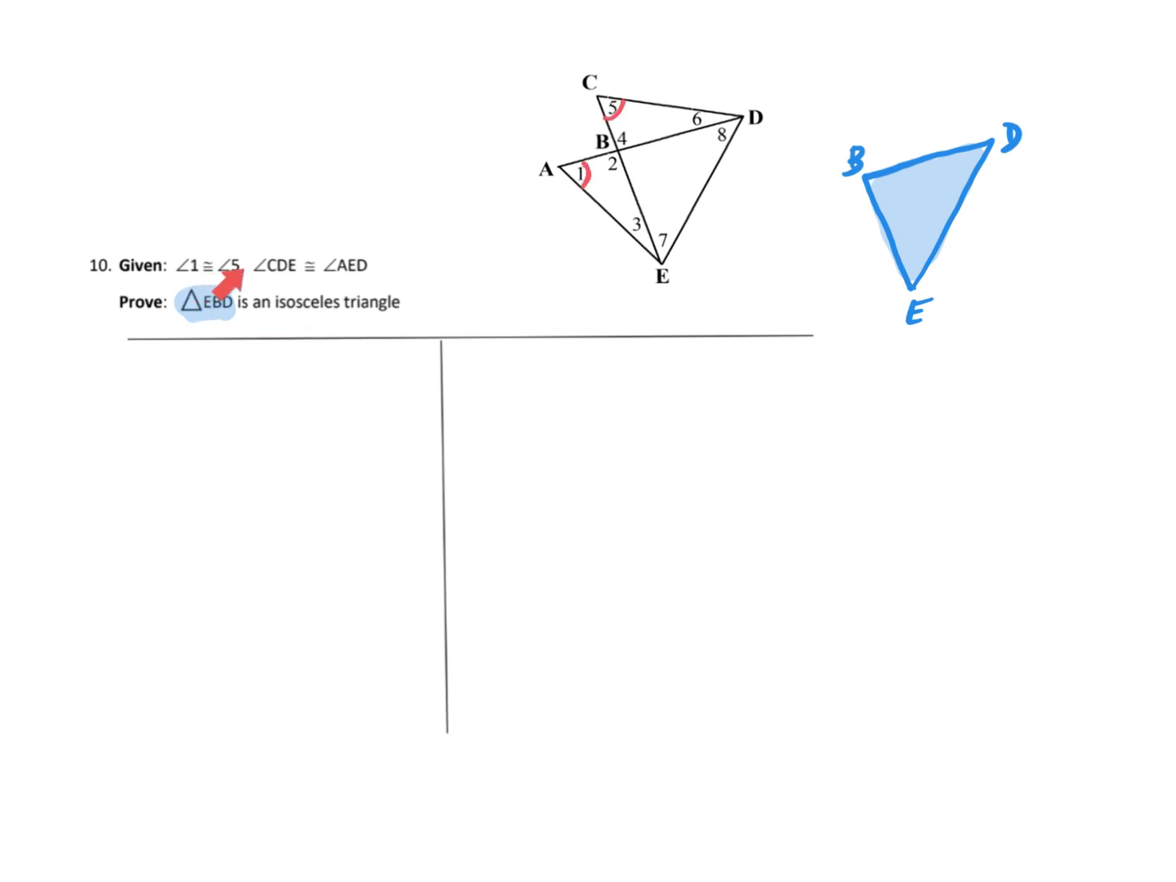They've given us that angle 1 is congruent to angle 5. They've also given us that angle CDE is congruent to angle AED. CDE is this rotation, the green one, and that's congruent to angle AED, which is this green rotation. All right, well, notice that these green angles are part of a bigger triangle that's overlapped. So let's draw those two overlap triangles.